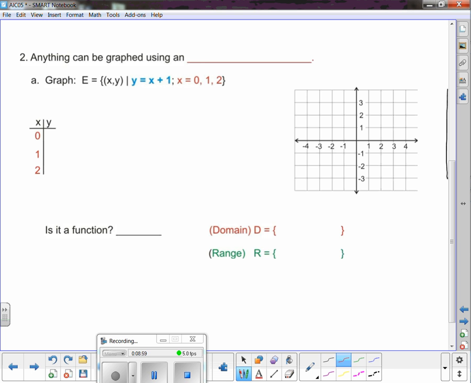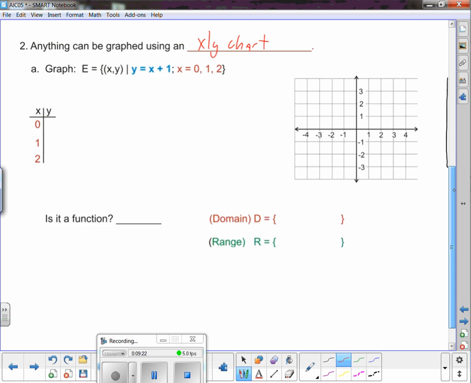Anything can be graphed using an XY chart. Now, it's important to remember, because when you can't remember the special way to graph something, you know what? Do an XY chart and graph it anyhow. What does that mean? Let's go through and take a look.